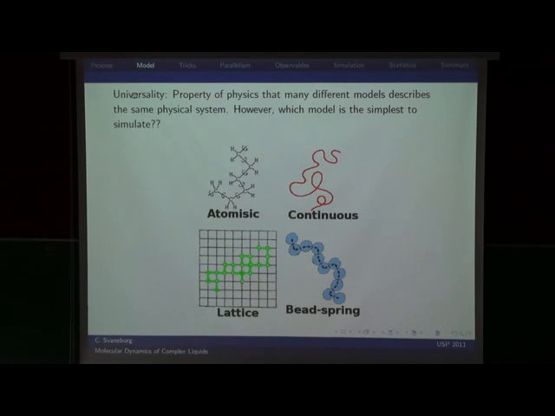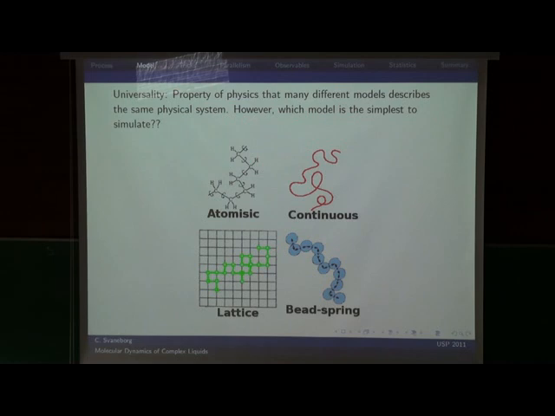So let me look at each of these steps a bit more in detail, but still a bit superficial, because I do not want to teach you to simulate something particular. I want to give you an idea about what we need to think about for whatever system you could be interested in simulating. And a very important property is that of universality. This is a property of physics that means many different models actually describe the same physical system. The point is that not all models are equally easy to simulate, so you want to pick the model that is easiest to simulate.